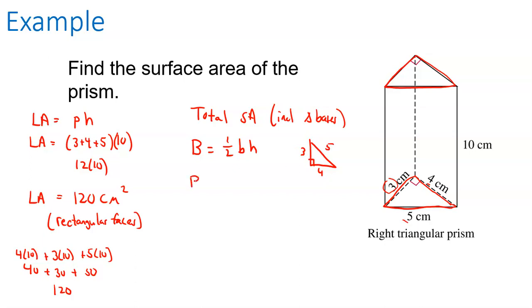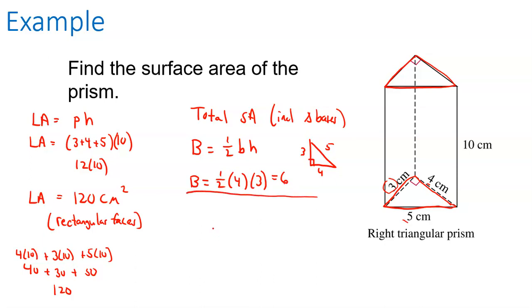If it wasn't that neat, you would have to try to find the altitude. And it may be a matter of 30, 60, and 90 triangles. It may be a matter of playing around with the different areas to figure out what that missing piece is. So 1/2 times the base, which is 4, times the height, which is 3. Half of 4 is 2. 2 times 3 is 6. So the area of my base is 6.